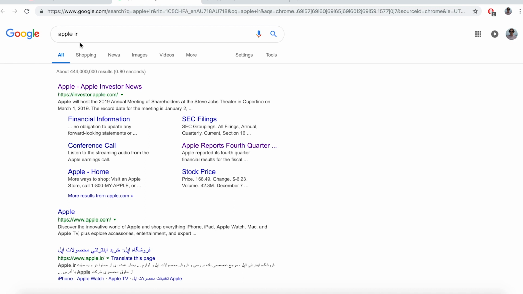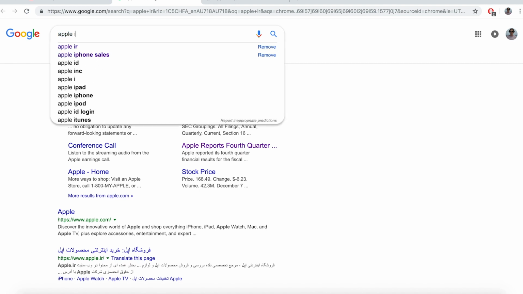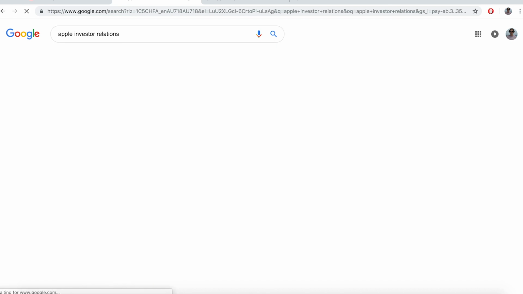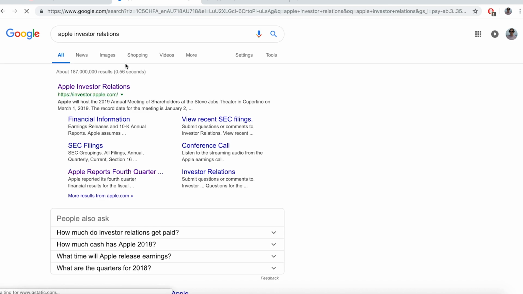So what you can do is you just search the name of any company you're looking into, any public company, and you can search the name of the company with IR. So that stands for Investor Relations. So you can either type in IR or you can type in Investor Relations. And this should pop up, should be the first one.